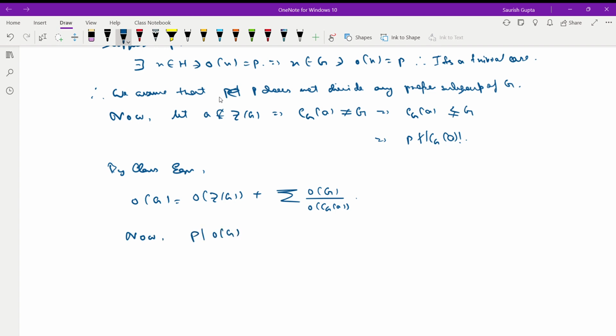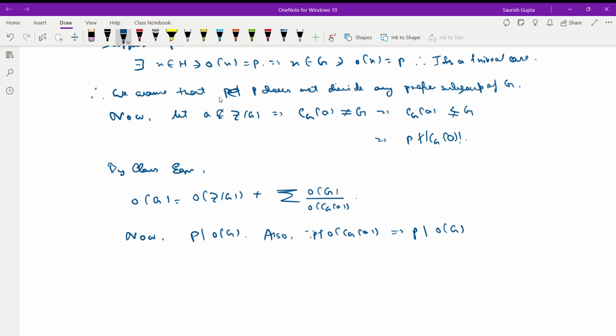P divides the order of G. That's by the given hypothesis. We need to show that there exists an element of order P in G. Also, since P does not divide the order of the centralizer of A in G, this immediately implies that the factor of P remains in the order of G after the division of the order of G by the order of the centralizer of A in G. This immediately means that P must divide the quotient.